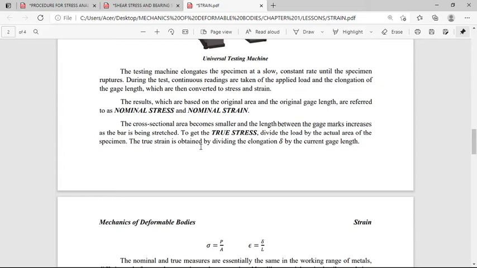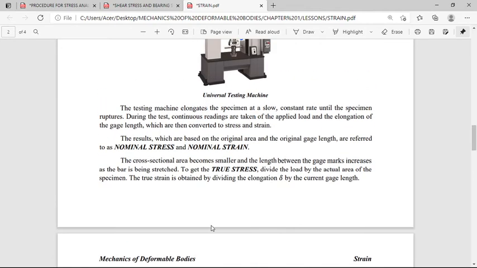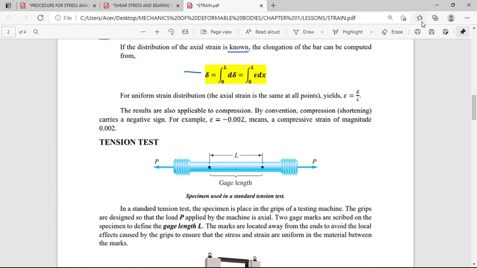So, the cross-sectional area becomes smaller and the length between the gauge marks increases as the bar is being stretched. So, common sense, ano? Tingnan mo itong gauge length. Ayan. Habang hinahatak mo daw yan, slowly and at a constant rate, yung gauge length na to is obviously hahaba, di ba? Magkakaroon siya ng pagbabago sa kanyang length. Ayan, ganyan siya humaba.